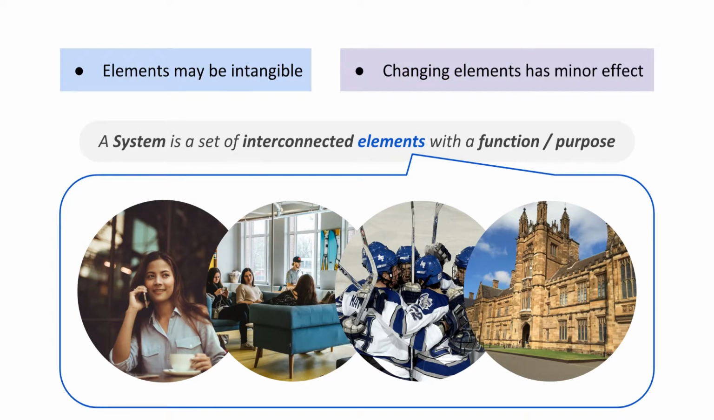Despite the fact that elements are sort of the most visible part of systems, changing them usually only has a minor effect. So consider, for example, swapping out individual trees in a forest. That's probably not going to impact the ecosystem a lot. Or if we're thinking about a university, there's a constant influx and outflux of individual students, yet somehow the university still manages to retain its integrity as an institution.